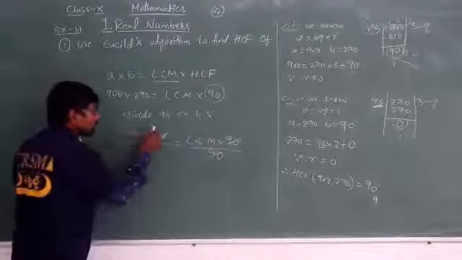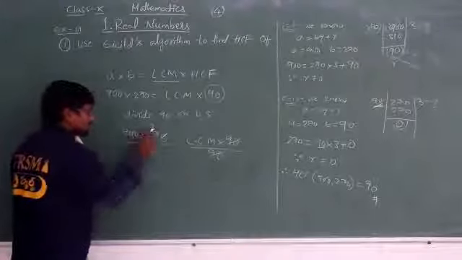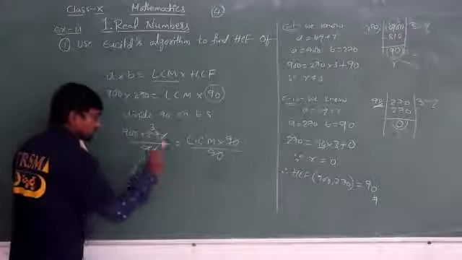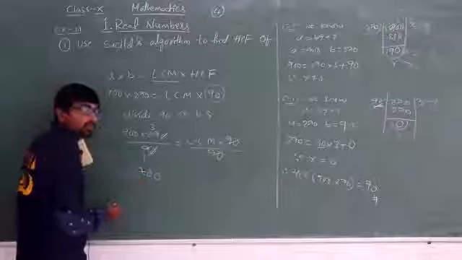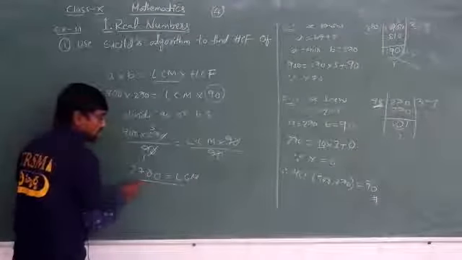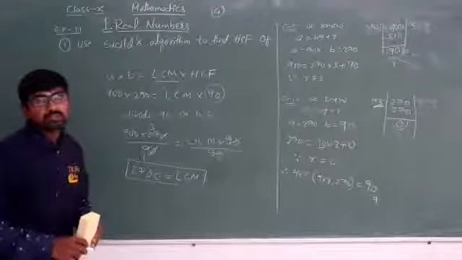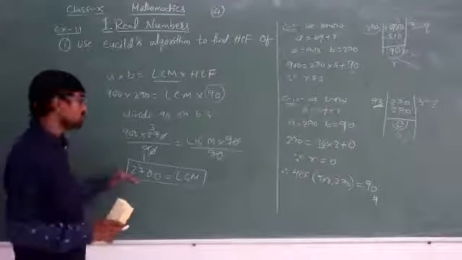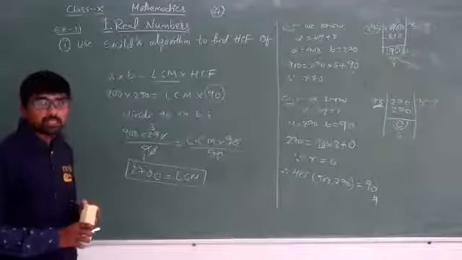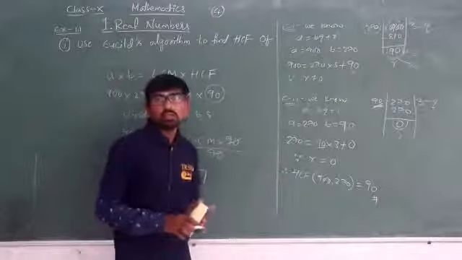So now on multiplying, 3 zeros are 0, 3 zeros are 0, 3 nines are 27, divided by 1, no need, is equal to LCM. So this is the value of LCM. So the LCM we got is 2700. This is how you will find the LCM when you find the HCF by using Euclid's division algorithm.